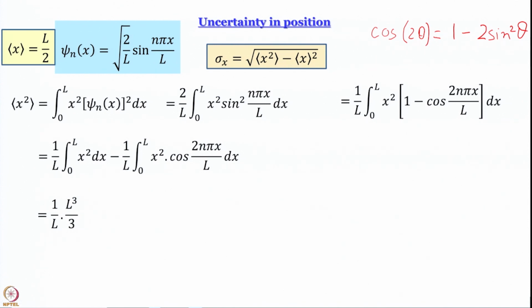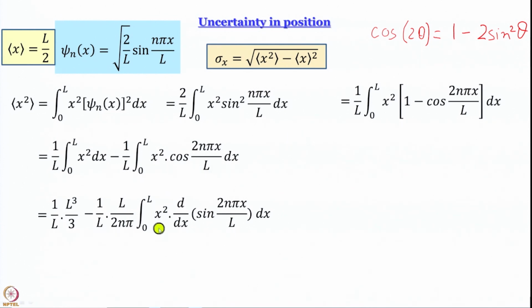What about the second one? We write the second one as minus 1 by L times L by 2 n pi multiplied by integral 0 to L x square d dx of sin 2 n pi x by L dx. Now, why did we do that? First of all, let us convince ourselves that this is correct. What is d dx of sin 2 n pi x by L? We expect a 2 n pi by L outside, we do not have it, that is why we have written L by 2 n pi, that part is fine.